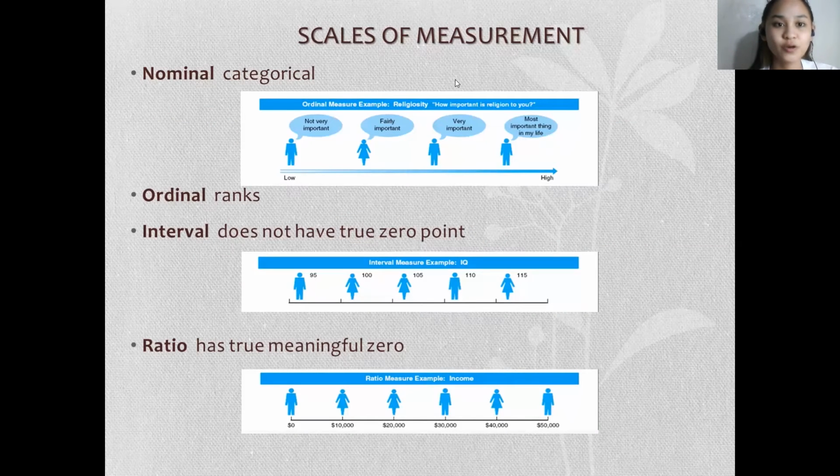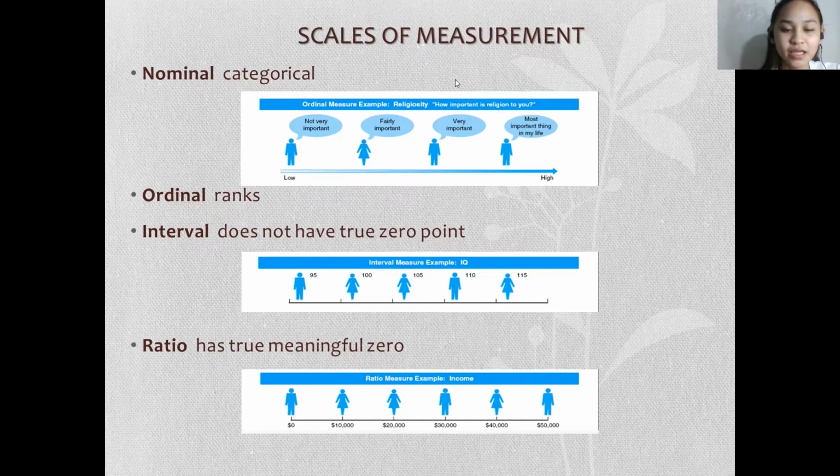Next is the scales of measurement. First is the nominal. It is categorical, meaning you cannot have any type of numerical value in the category. Example, how important is religion to you? You cannot have any numerical interpretation in measuring your religiosity. Next is the ordinal, or it is logically a rank order. The actual distance has no meaning. Example, lower, middle, and upper class. Alam natin na mas mataas ang upper kaysa sa lower pero hindi natin alam yung exact measurement.